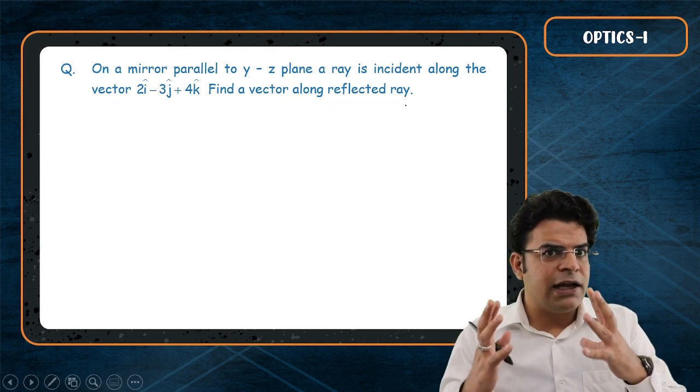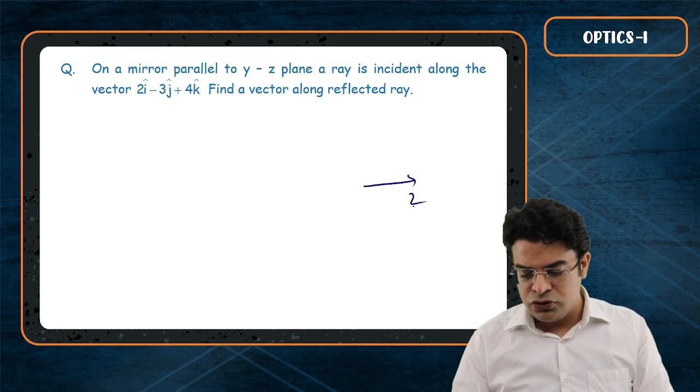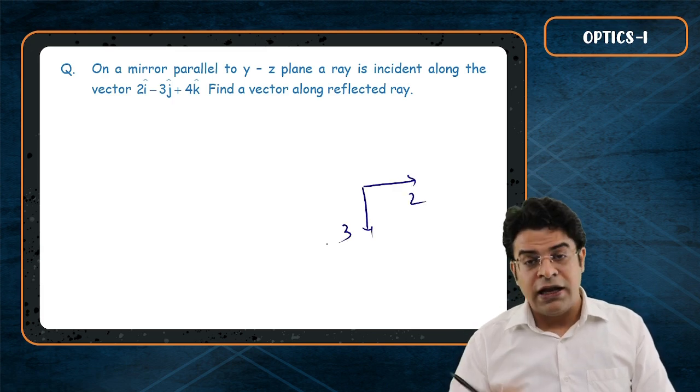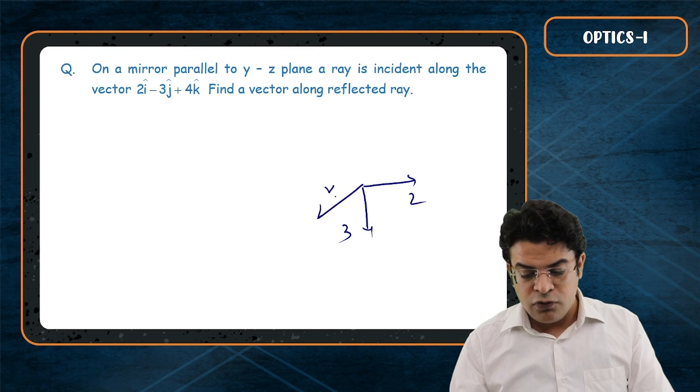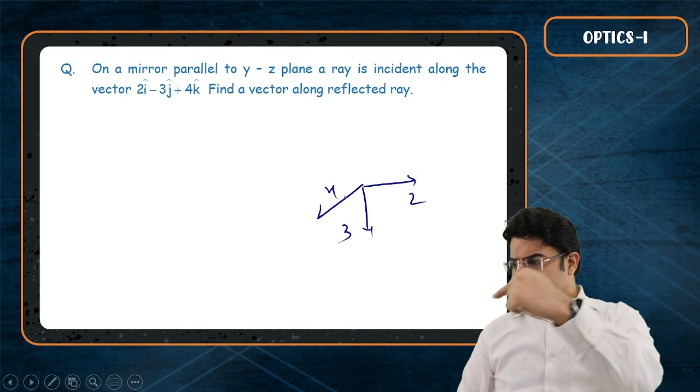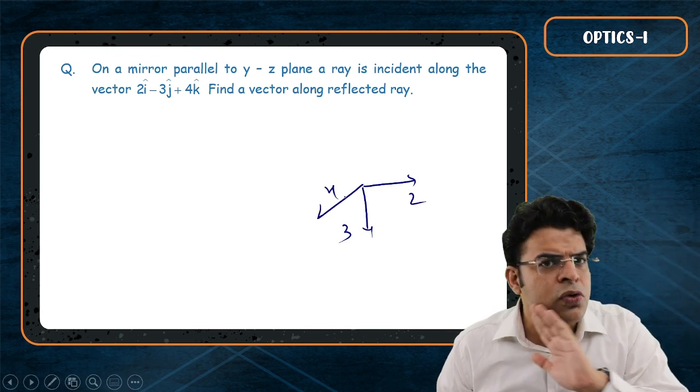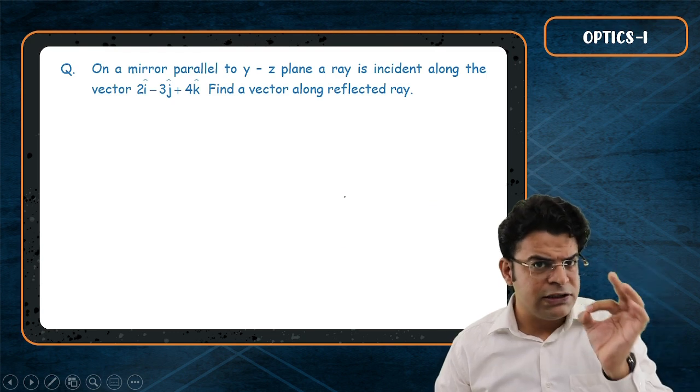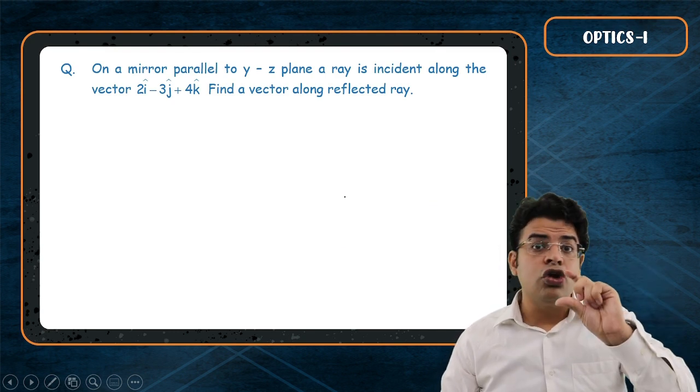Now you might think that I need to visualize that along the x velocity is 2, along the y velocity is 3 downward, along the z velocity is 4 outward, and the vector of incident ray is going something like this. You do not need to do all this. You just need to understand that the component along the normal flips.